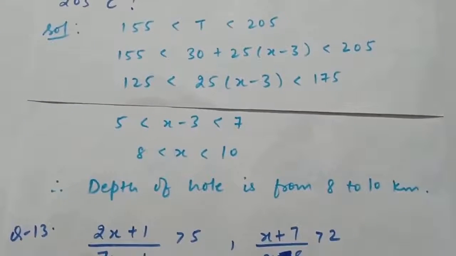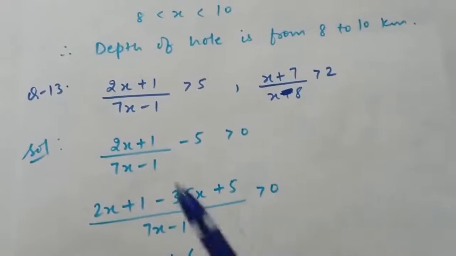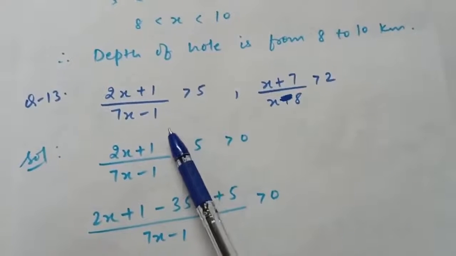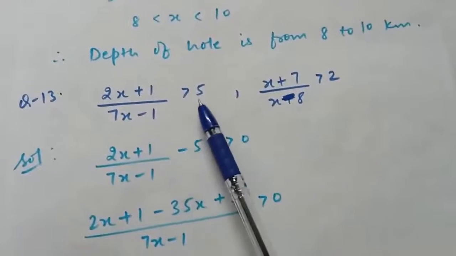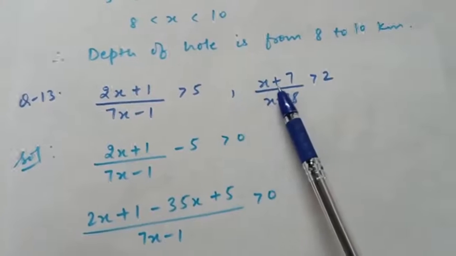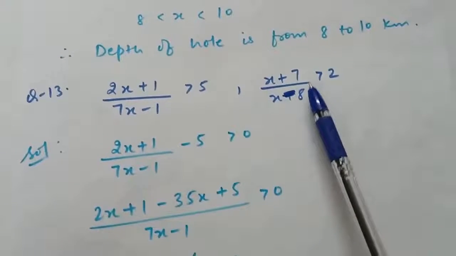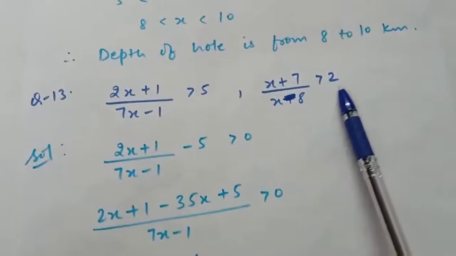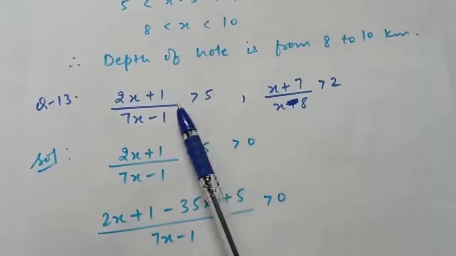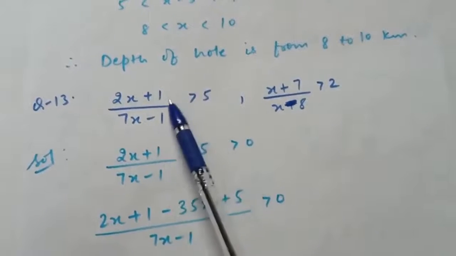Clear? Now question number 13. (2x plus 1) upon (7x minus 1) greater than 5, and the second inequality is (x plus 7) upon (x minus 8) greater than 2. So first of all, we will solve the first inequality.